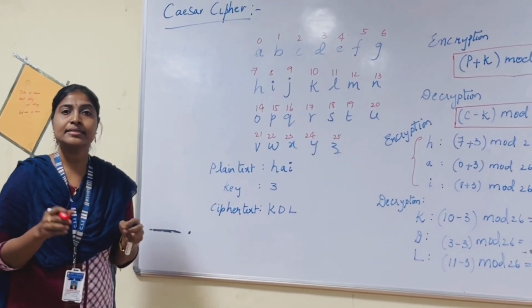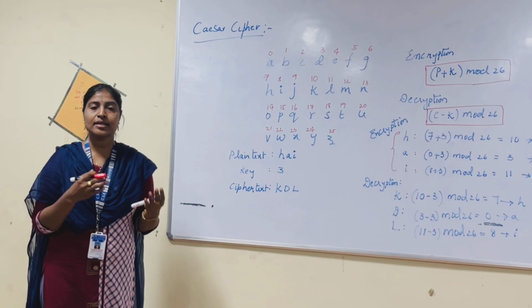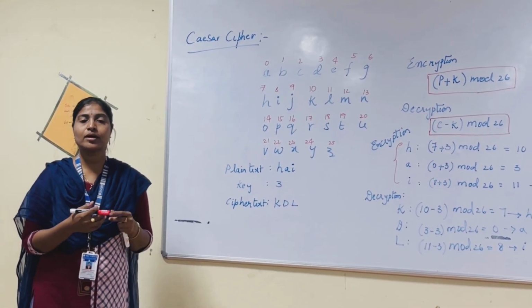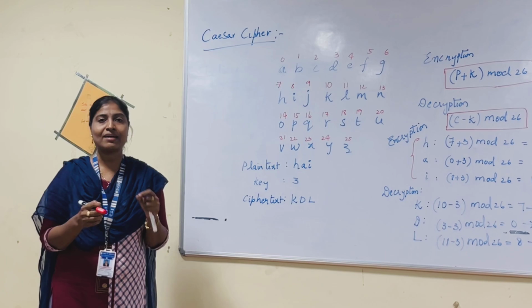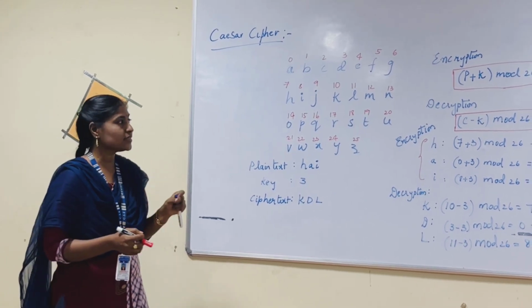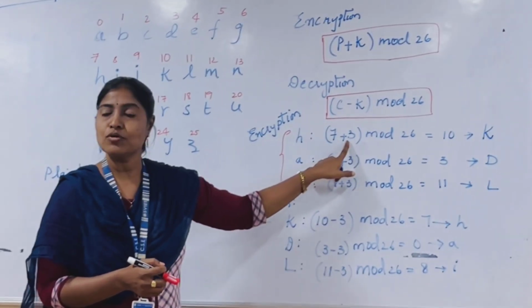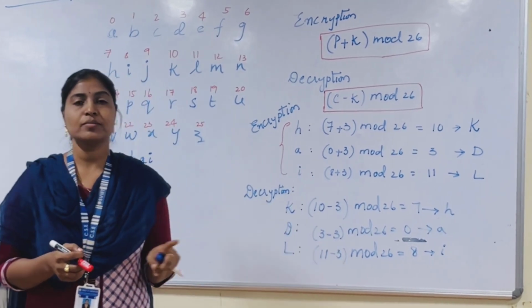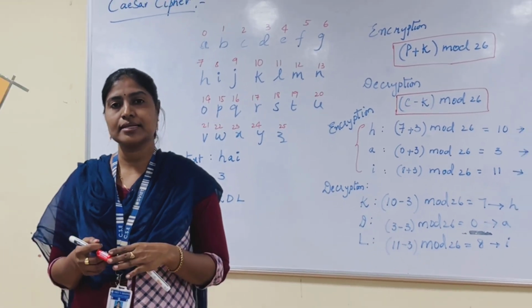There are two encryption standards: symmetric encryption and asymmetric encryption. In symmetric encryption, we use a single key, where the sender and receiver both have an understanding on the key. That's the reason here, if we observe, we take the value of 3 in both encryption as well as decryption. Coming to asymmetric encryption, we have two keys: one is called a private key and one is called a public key.